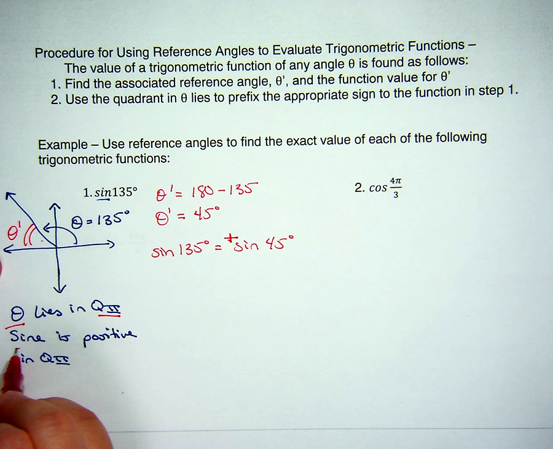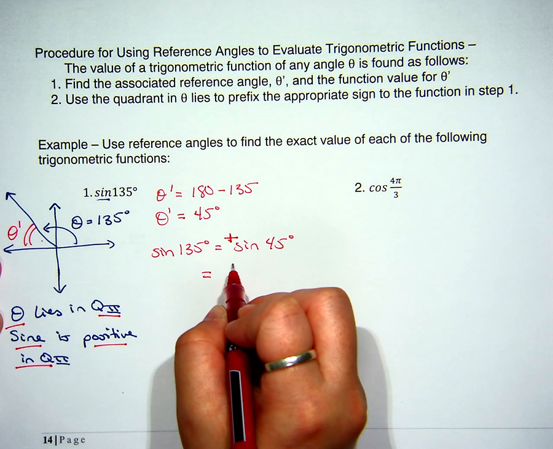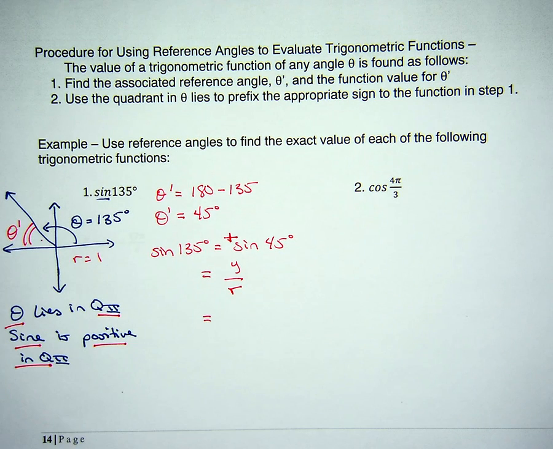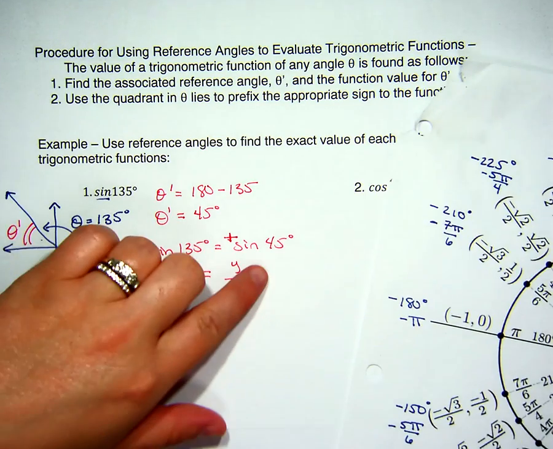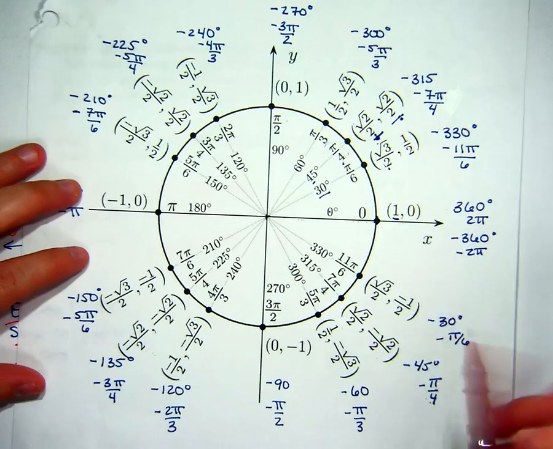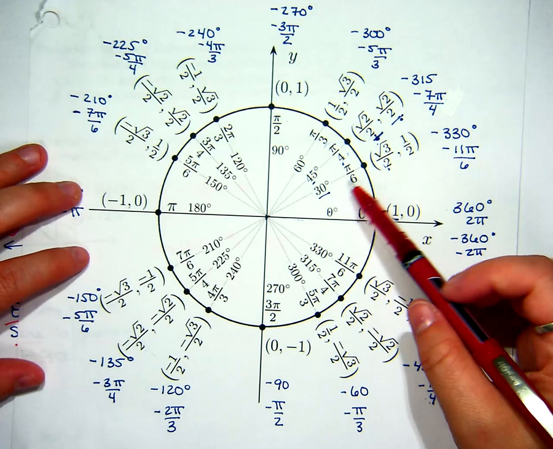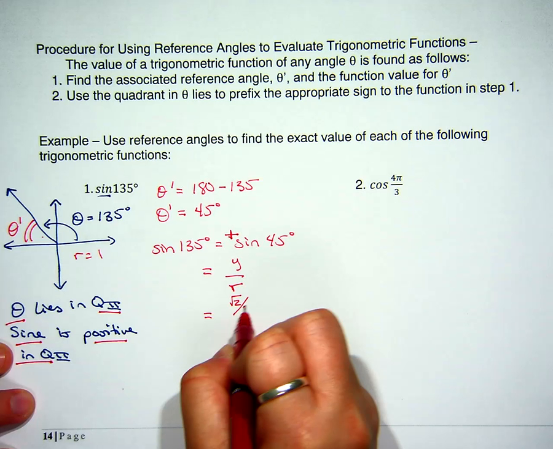Alright, sine of 45 degrees is y over r. For r, I can just let r be 1 for a unit circle. So I can go to my unit circle, find my 45 degree mark. 45 degrees, I want the y, square root of 2 over 2. So I have the square root of 2 over 2, r is 1, so I simply get the square root of 2 over 2.